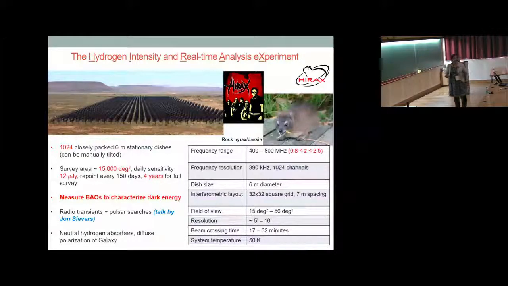Since we are interested in the dark energy constraints, we are looking at these kinds of redshifts, and so the frequency we're interested in is 400 to 800 megahertz. We've got 1,024 channels also.